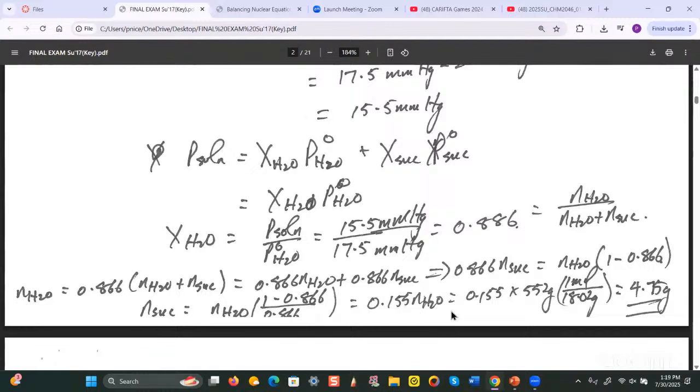Now, the question gives us the mass of the water. So basically what I did was divide the mass by the moles to get the, okay, I think something is off here. This should be the number of moles of sucrose. So let me correct that right here.